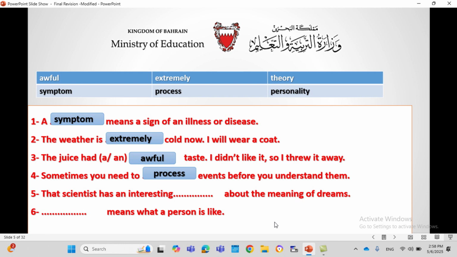Number 5, the scientist has an interesting blank, and as long as you find an adjective, it must be followed by a noun, about the meaning of dreams. So that scientist has an interesting theory about the meaning of dreams. Blank means what a person is like. Here we need a noun. So the right and the last word is personality. Personality means what a person is like.